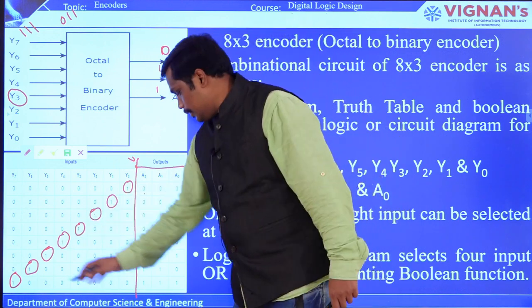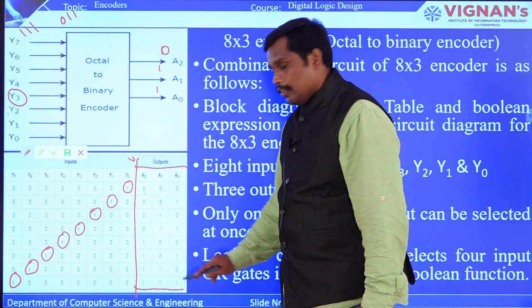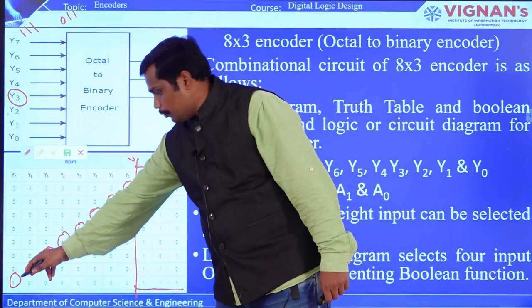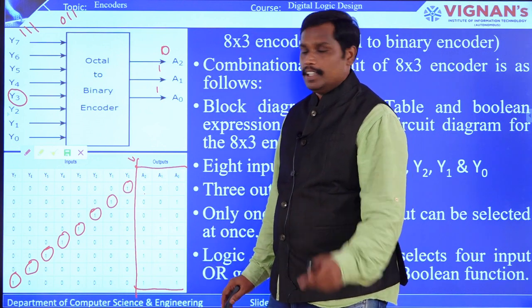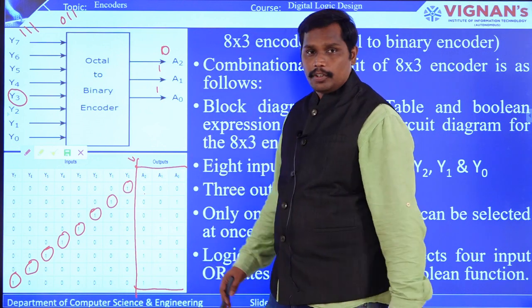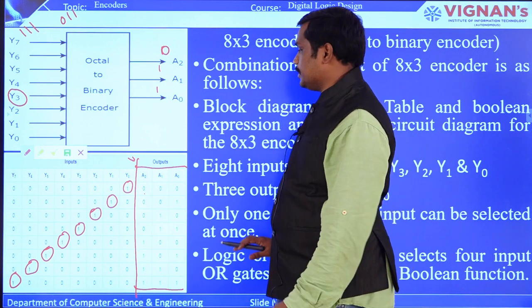So here you can see that the final output, for example, if you are selecting Y7, then it's 1, 1, 1, which is the representation of a 7. So this is how you are going to work with the 8x3 encoder. So I hope that this is clear.